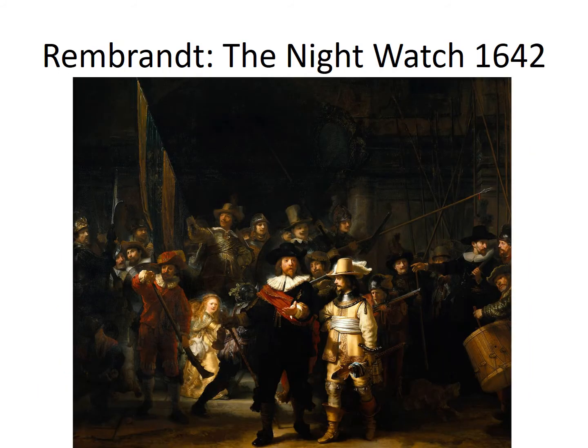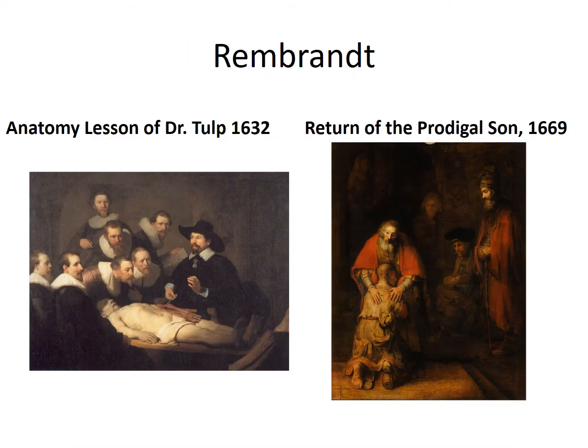Here is Rembrandt's The Night Watch, showing you the light source coming from outside the painting and showing on the dominant figures. The Anatomy Lesson of Dr. Tulp on the left, and the Return of the Prodigal Son on the right. Again, light source coming from outside the painting, washing over the figures, showing the important figures, the light on the faces, keeping the others in the dark.